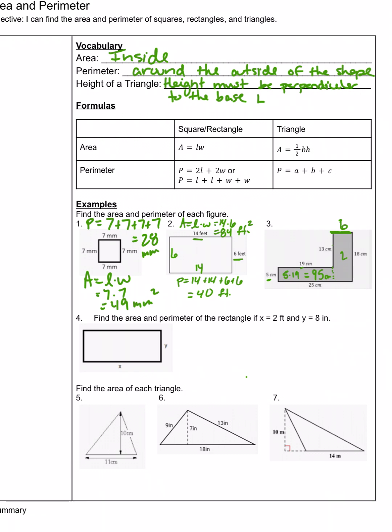And then to find our second rectangle here, this is 6 by 18. So we're taking 6 times 18, and that is 108. So now I've got this one is 95, and this one is 108.